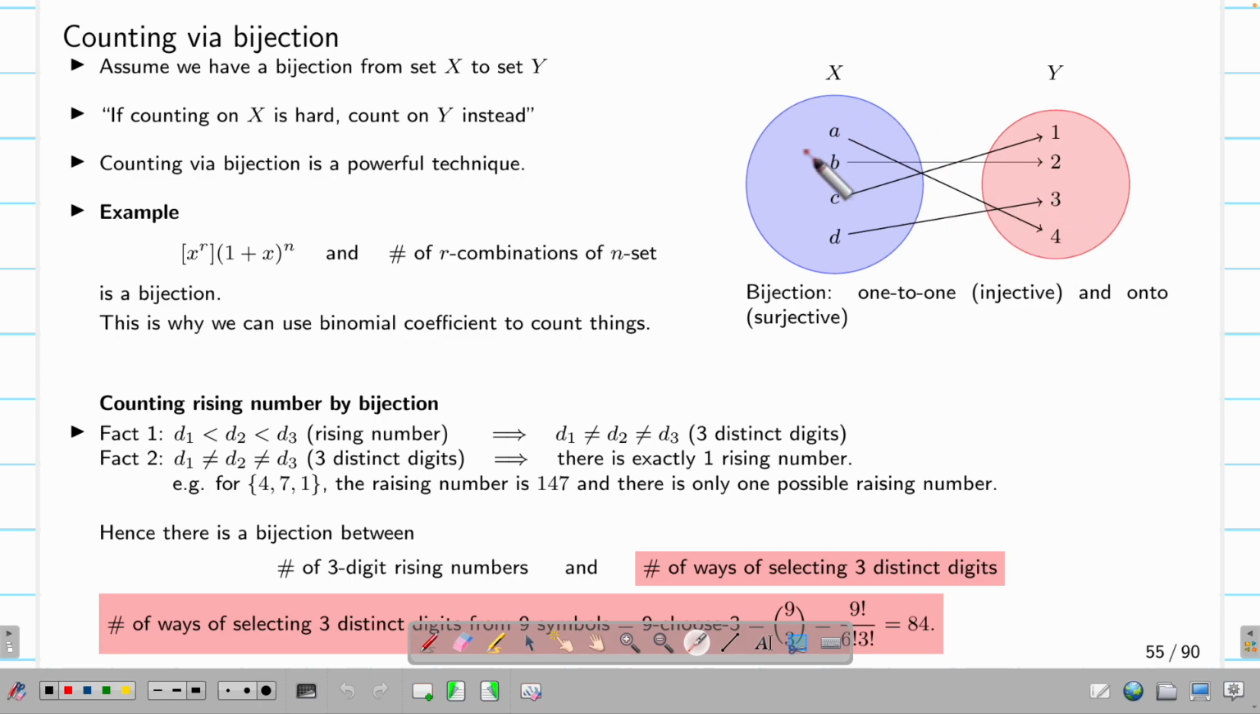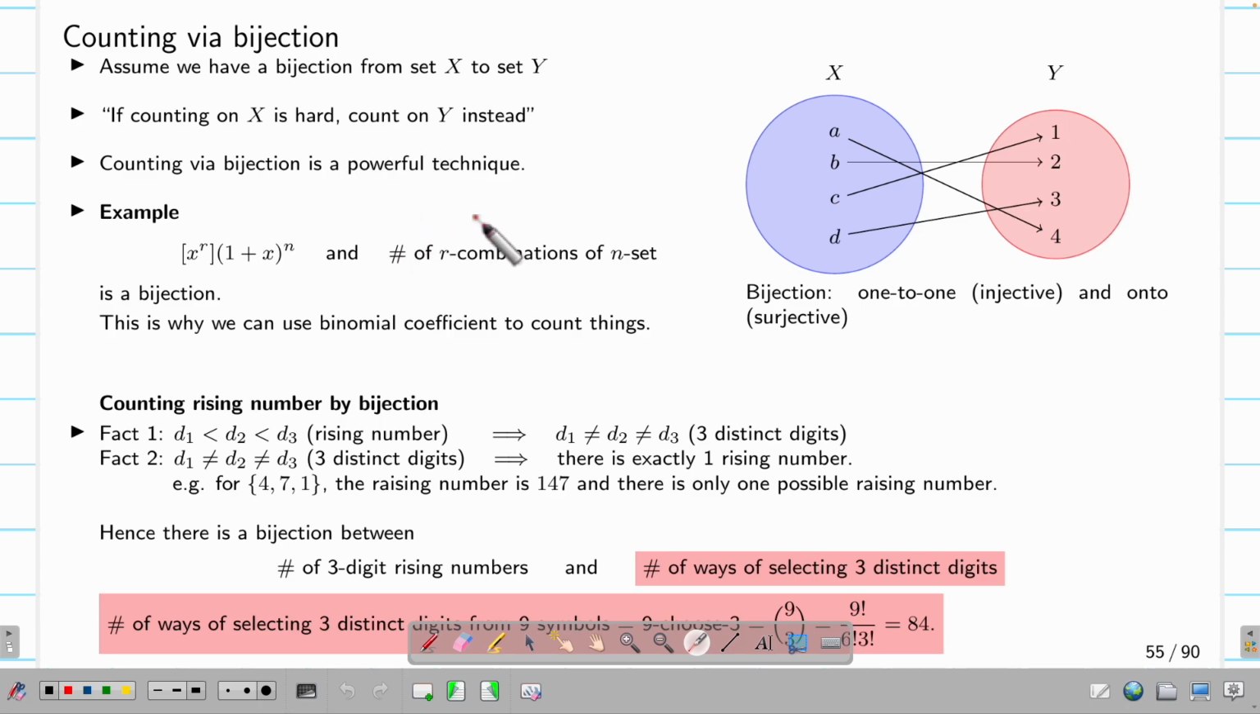That means if we find it very difficult to count A, B, C, D, we can count 1, 2, 3, 4 instead, because there is a one-to-one relationship between A, B, C, D and 1, 2, 3, 4. There's no one-to-many mapping, and the mapping is unique. One element here will point at exactly one element there. There's no overlapping. Every mapping is unique. This is the most important thing, one-to-one. Therefore, if counting A, B, C, D is difficult, we can count 1, 2, 3, 4 if that is easier. That's the idea, and counting by bijection is a very powerful method.